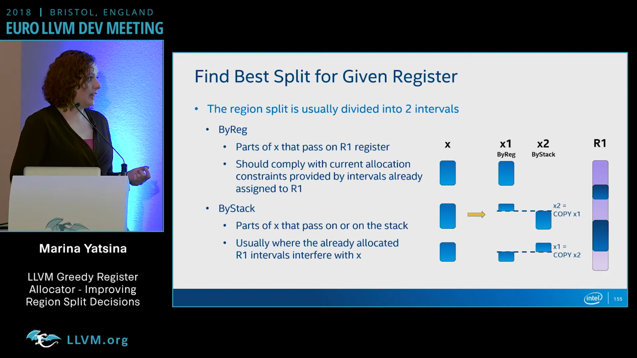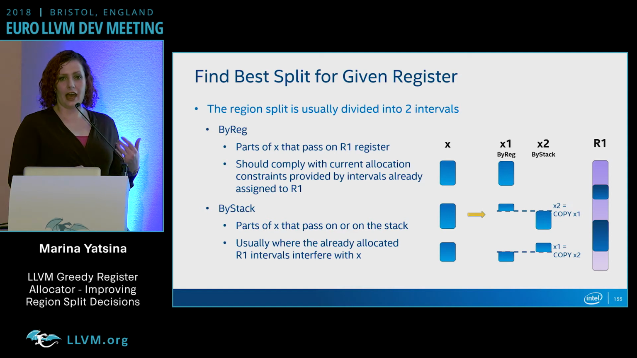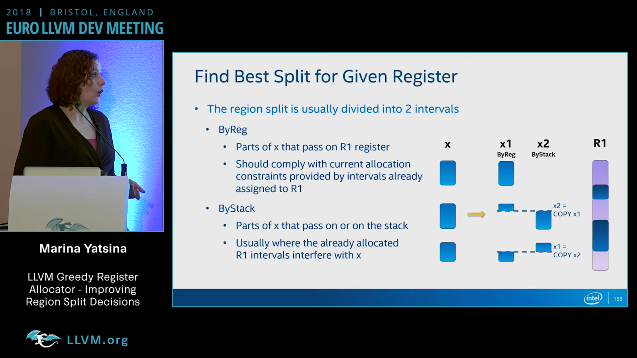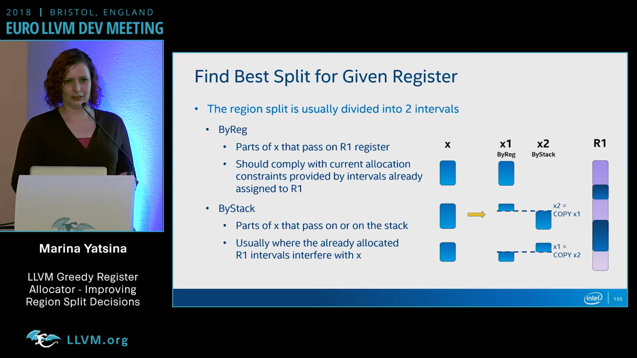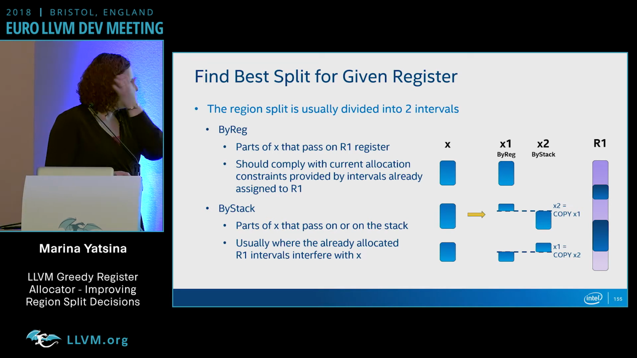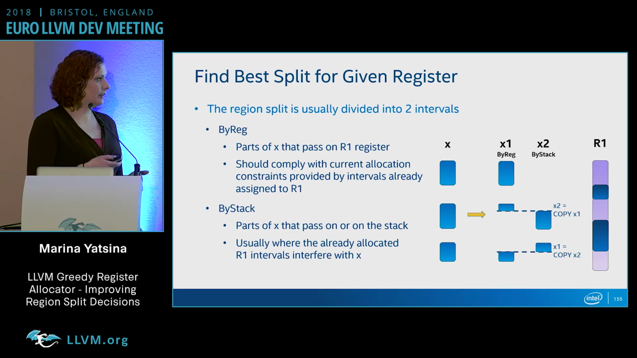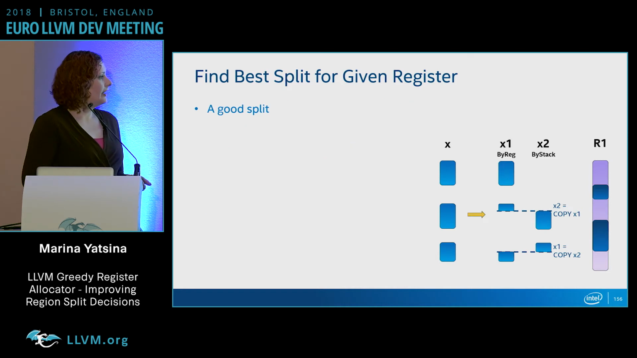Now, what happens to the by stack interval is it either gets assigned to another register, R2 or R3 or someone else, or it is going to be spilled and reloaded before uses. This is why I kind of call it the by stack register. So these are the main 2 intervals that are created.